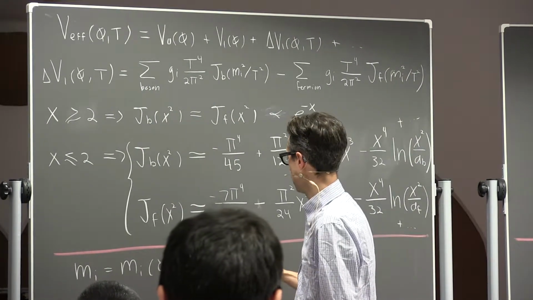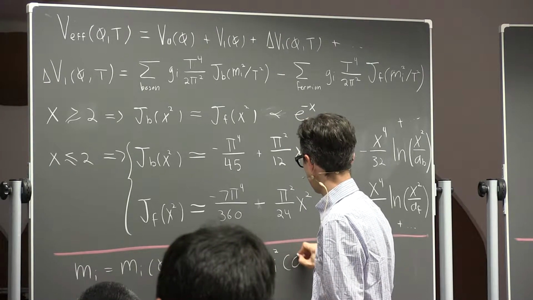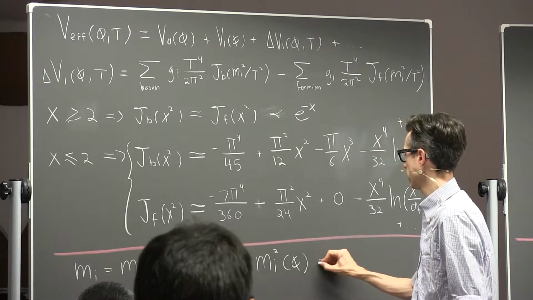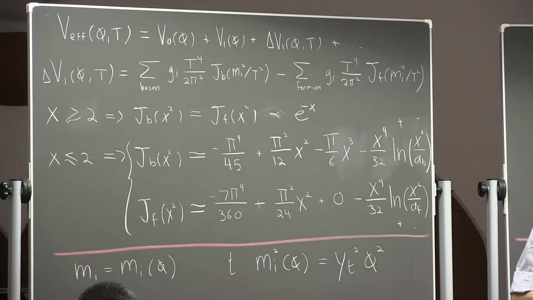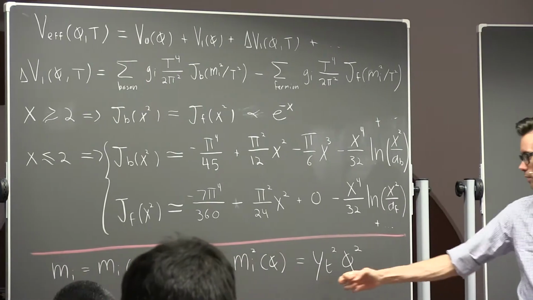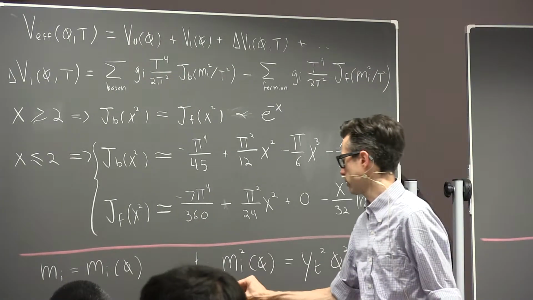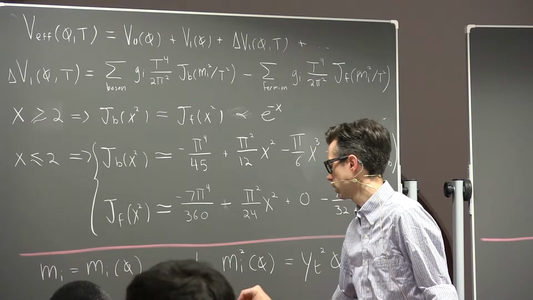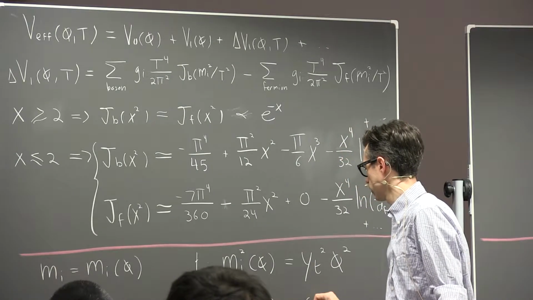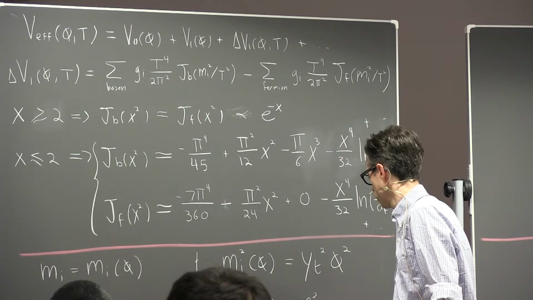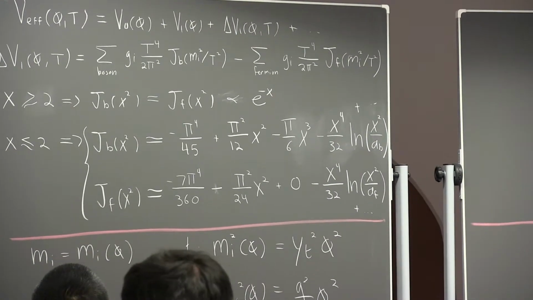And for example, for the top quark, mi squared of phi is just the top Yukawa squared phi squared. So in other words, the mass squared of the top quark is just the top Yukawa times the Higgs vev. So this is the familiar top mass. And another example would be the W. And for the W, mi squared of phi is just g squared over 2 phi squared, where g is the SU2 coupling.